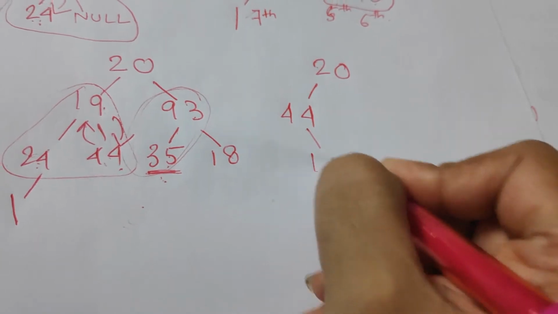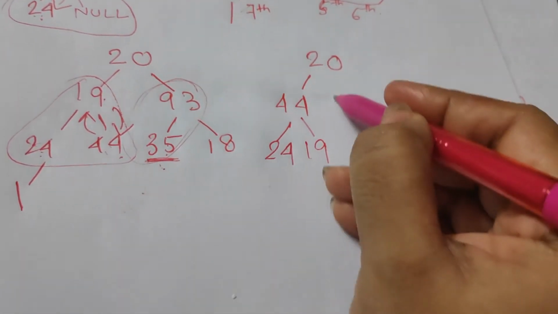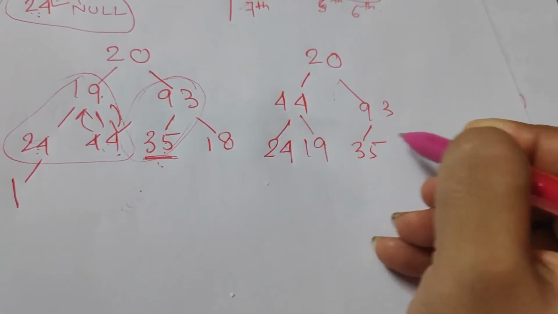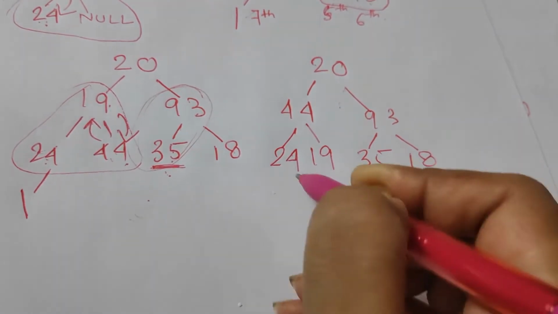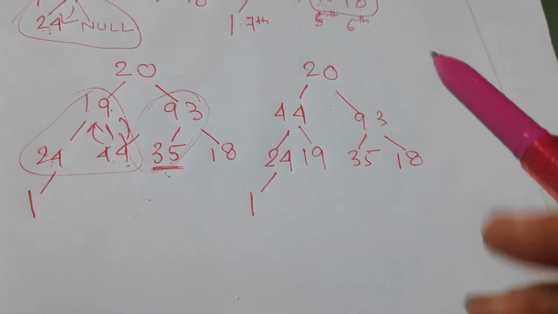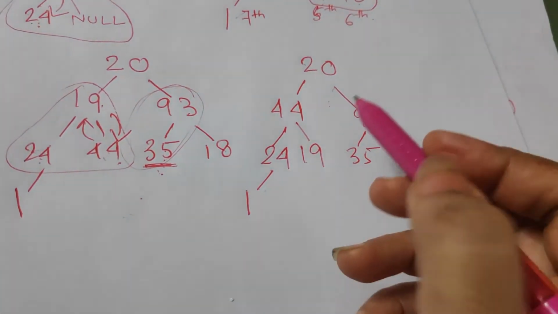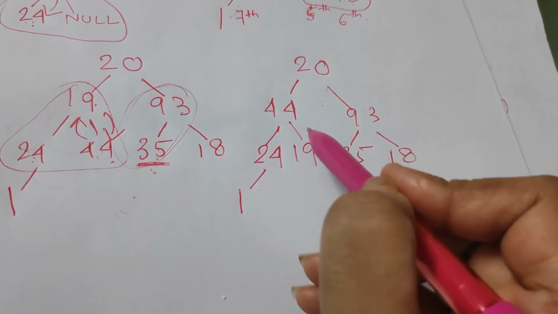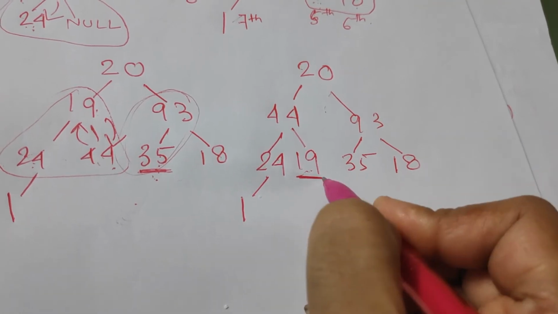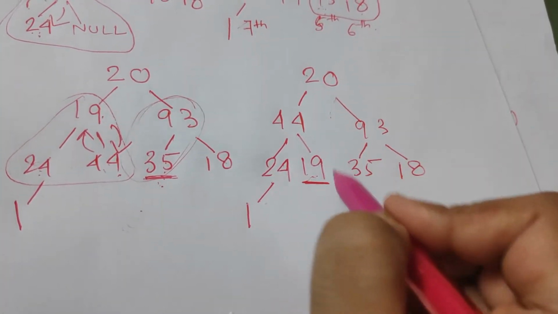19 would become the right child of 44, 24 would come on the left, 93 will have 35 as its left child, 18 as its right child, and 1 will be on the left of 24. Now, as I already told you in the previous case, since 44 has got swapped with 19, we will check this position, the position with which we have replaced its parent.